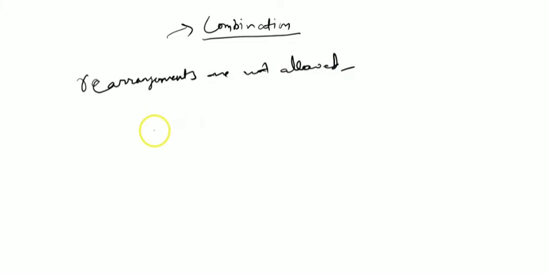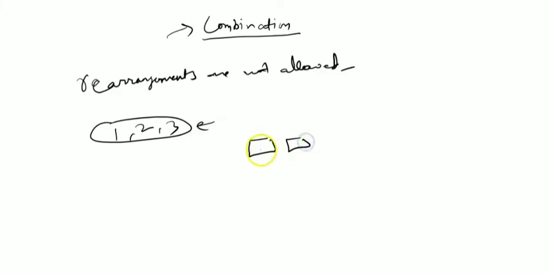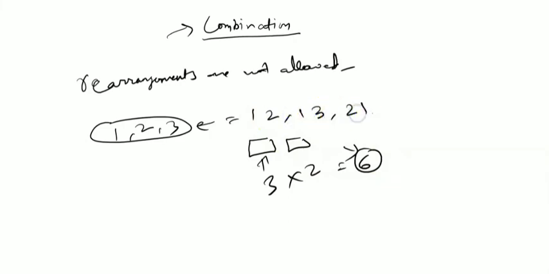And what it means is that if, say, I had 1, 2 and 3 as the available choices and I had to fill 2 slots with it and find permutations, then I would get 3 for this and 2 for this. That would make it 6 possible permutations: 1 2, 1 3, 2 1, 2 3, 3 1, and 3 2.